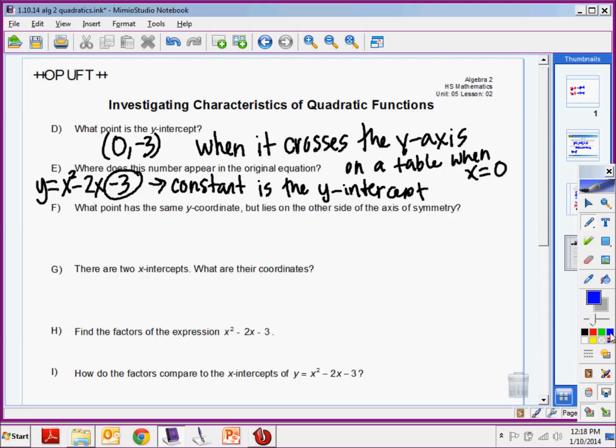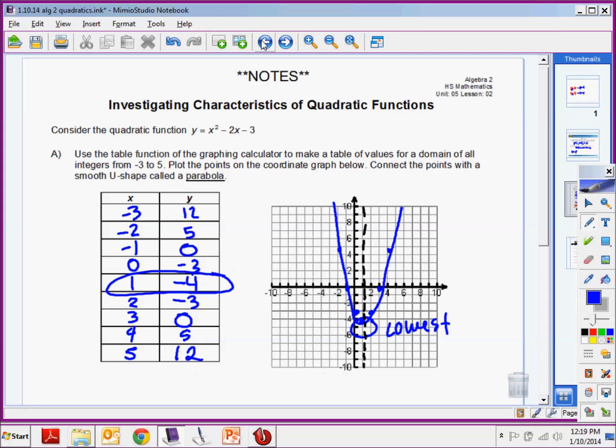All right, next it says, what point has the same y-coordinate but lies on the other side of the x-axis? What point has the same y-coordinate but lies on the other side? Isn't it (-1, 2)? There are going to be two points. (2, -3). It has the same y value. Not all of them have the same y value: (0, -3), (0, -5), (5, 12).